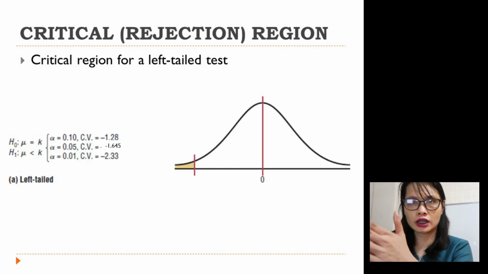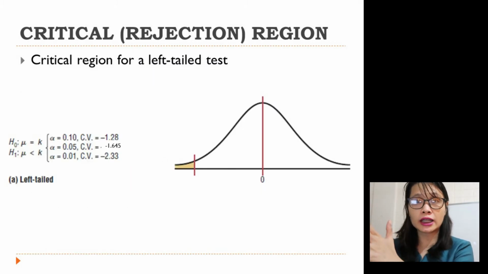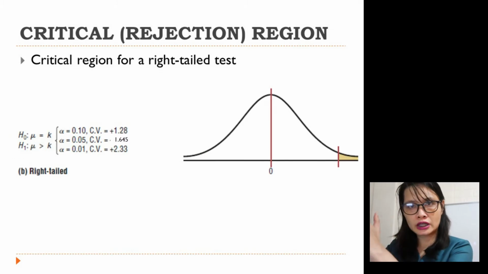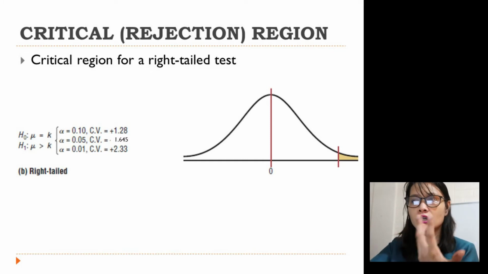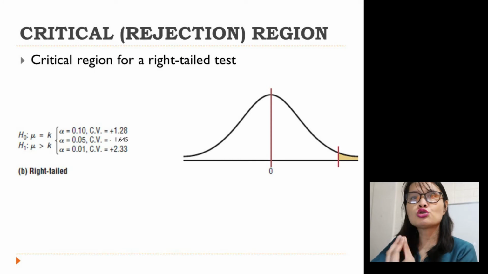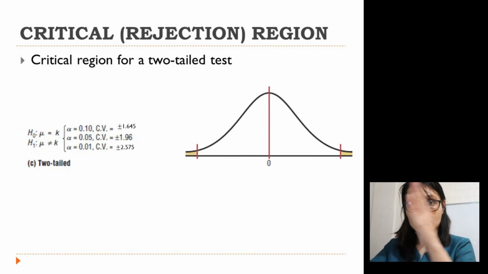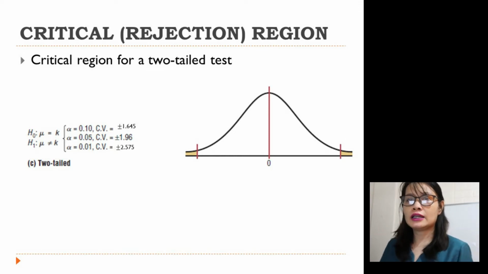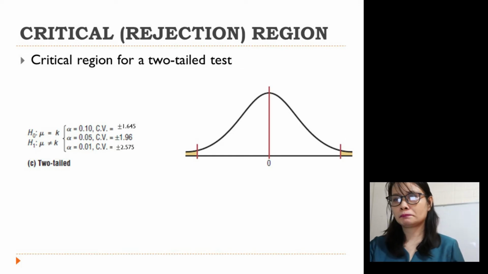So, critical region for a left tail test. Yan. Ito yung critical, those with shaded portion, that's the left tail test. So, meaning that's the critical region. Yung walang shaded, yung plain white, that is non-critical region. Then, we do have right tail test. The shaded is your critical region, and yung wala, yun yung non-critical region. And then, for two-tail test, dalawang sides with shaded portion, left and right, and in between, that is non-critical region.